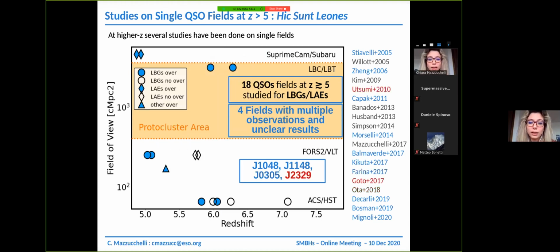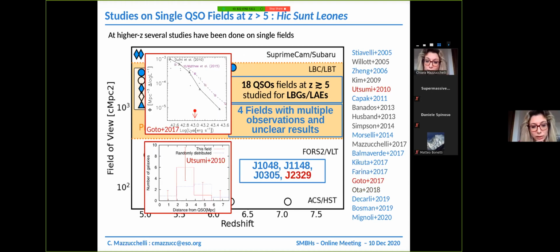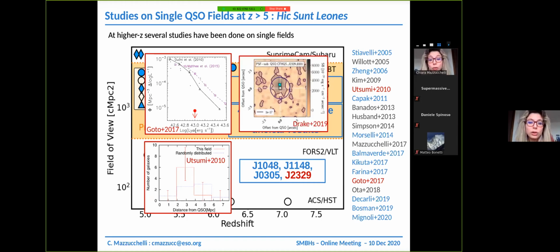Another example can be J2329, where an overdensity was found by Utsumi back in 2010. But Lyman-alpha emitters were not found around this source by Goto in 2017, and even an underdensity was found. As sort of a bonus, Drake in 2019 could even find a very bright Lyman-alpha halo around this quasar, which means a very strong and active gas feeding around the source.